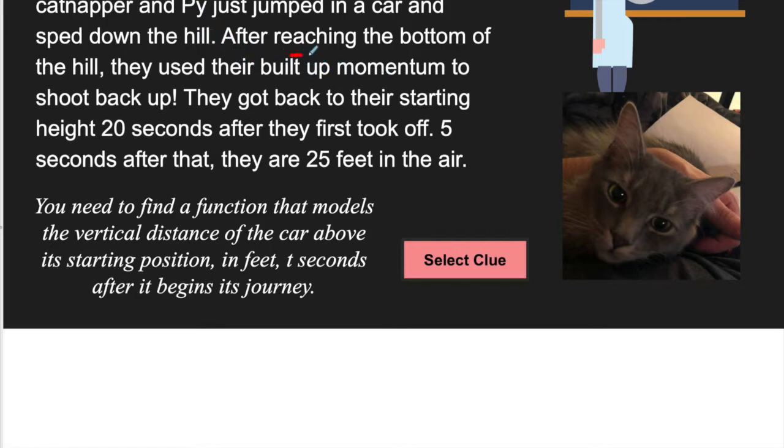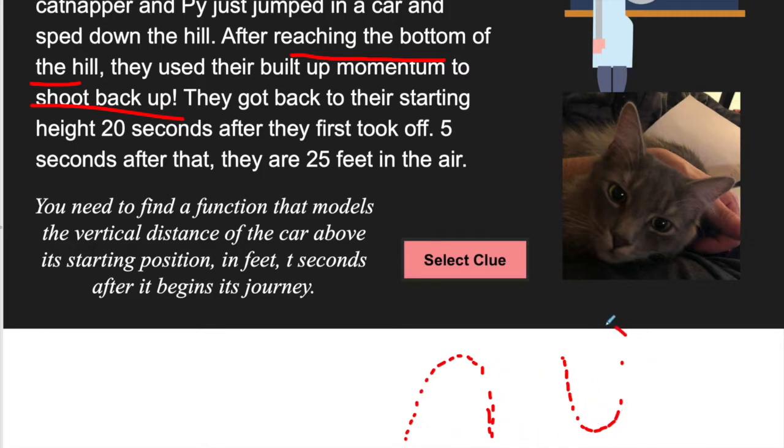So it reaches the bottom of the hill and then it shoots back up. So if we think about it, it's not vital, but it's helpful. What kind of shape do you think this looks like? I think it looks like a shape where it reaches the bottom of the hill and shoots back up. Which one looks like that? This one or this one?